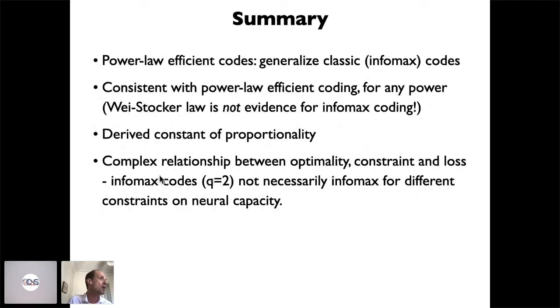And in particular, infomax codes where the power of Q equals 2 are not necessarily infomax if we make a different assumption about what's really limiting neural capacity. And I should say, limits on neural capacity are something that we want to investigate more in terms of the energetic costs or the metabolic costs that are placed on the brain under evolution or under the operating regime that it operates. So this is something that we could think about doing serious empirical or theoretical work to try to pin down what are the true sources of constraints on coding that would allow us to unpack this further.